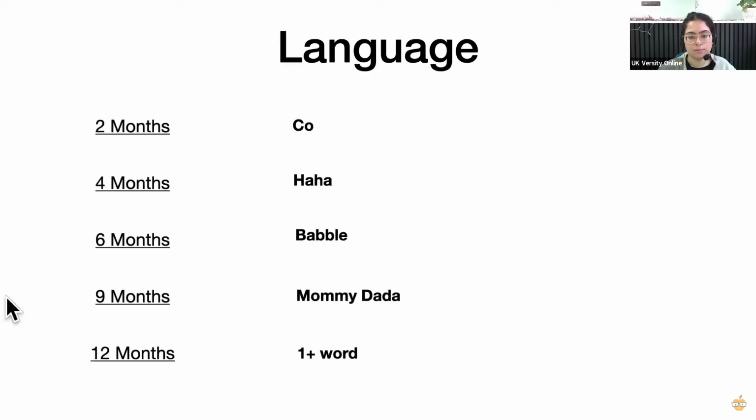All right, so we'll start with language. At 2 months old, babies can coo. At 4 months old, they can laugh. At 6 months old, they babble. At 9 months old, they can say mama or dada. And when they're 1 year old, they know at least one word.